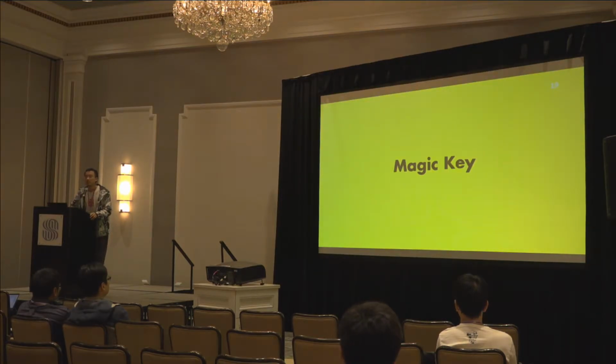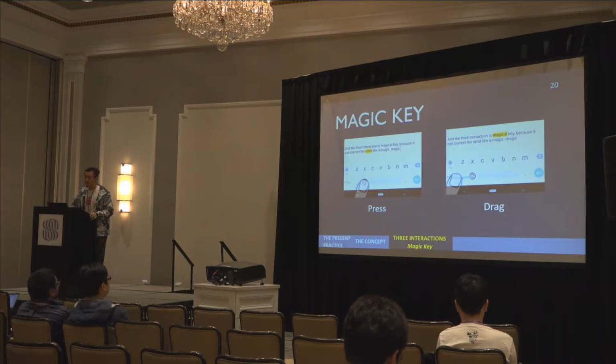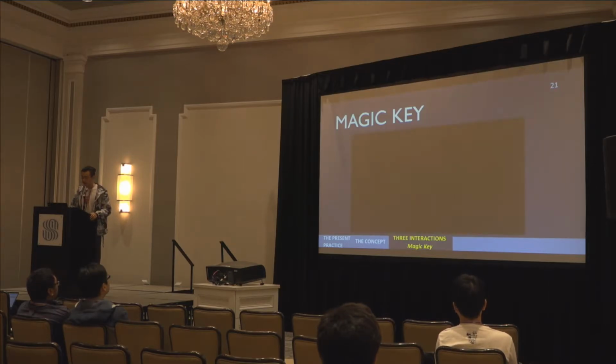Okay, the last one is called magic key. So instead of directly interacting with the text, you can just press the correction button on the keyboard and it triggers the correction function. And then it will highlight the most probable error based on the algorithm output. And you can swipe on the button to navigate between different error candidates, and press it again to apply the correction.